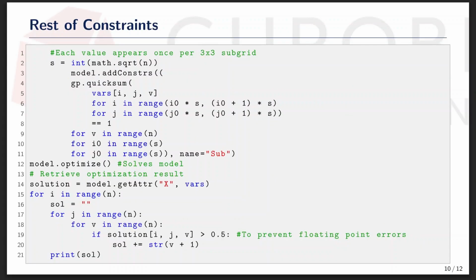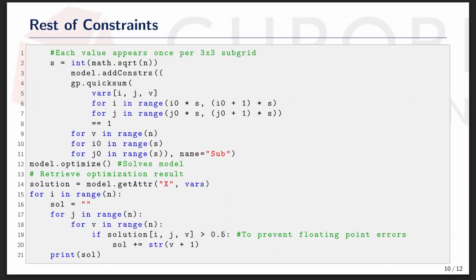So the next constraint we need to deal with is that each value has to appear exactly once in each of the 3x3 subgrids across the board. And we can enforce this using the given constraint on the code there, which makes use of quicksum. And then we can be ready to optimize our model and use it to generate a solution board for Sudoku.